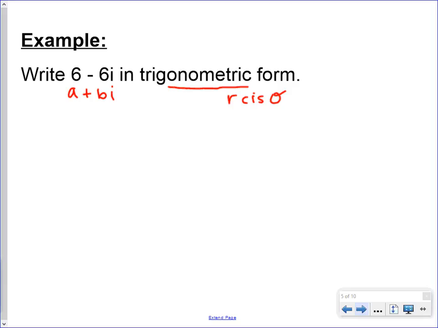How can I get R? Oh, sure, I could find the angle first. How do I get the angle? Inverse tangent of b over a, which happens to be negative 6 over 6. That's the inverse tangent of negative 1. You could put this into your calculator, and your calculator will give you the answer negative 45. Remember, just like we do for vectors, I'd like that to be between 0 and 360.